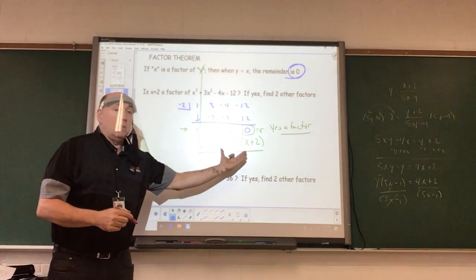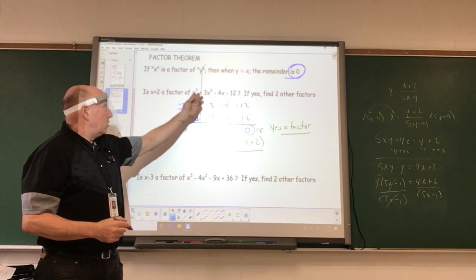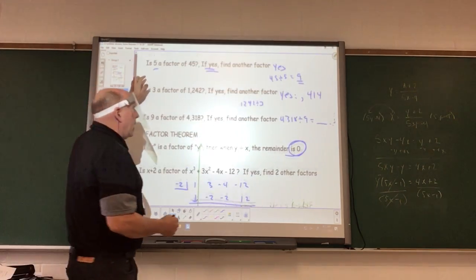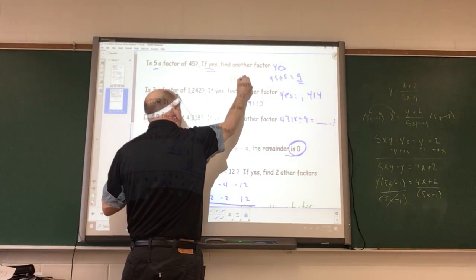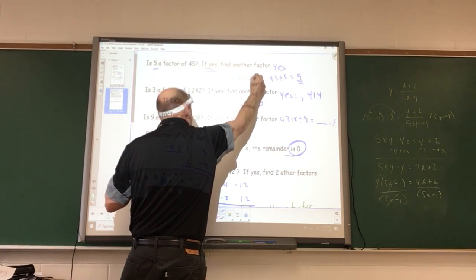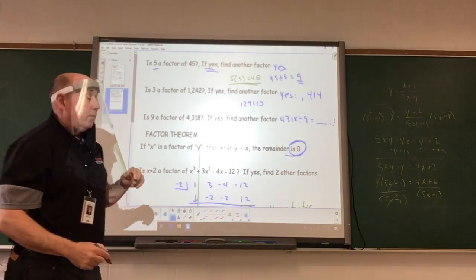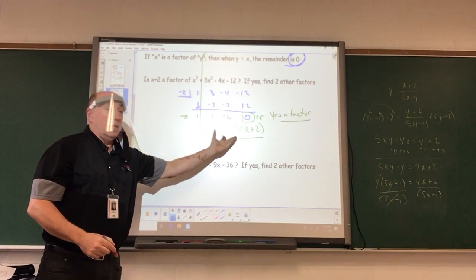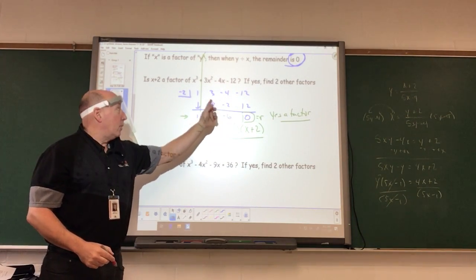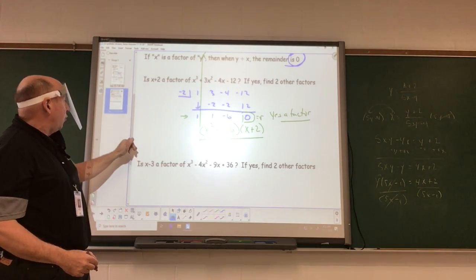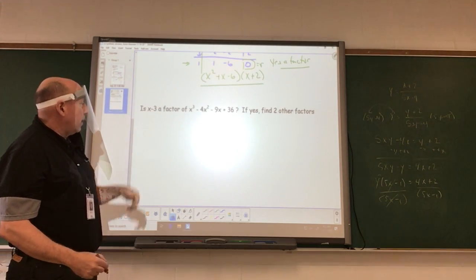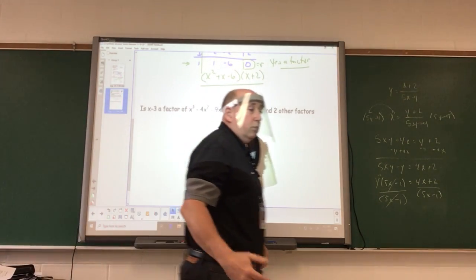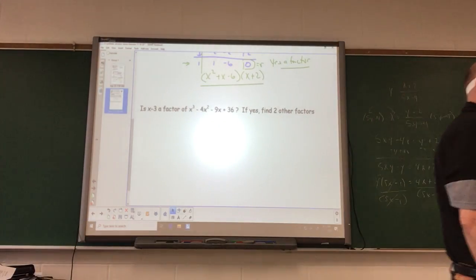If I would multiply these two things together, I would get my original polynomial. Just like if I would multiply 5 times 9, I came down to my original value of 45. Well, this is a factor. What's the other factor is this. If I would multiply these two together, I would get x cubed plus 3x squared minus 4x minus 12. Is x minus 3 a factor of the other one? The polynomial? If so, what's the other factor?